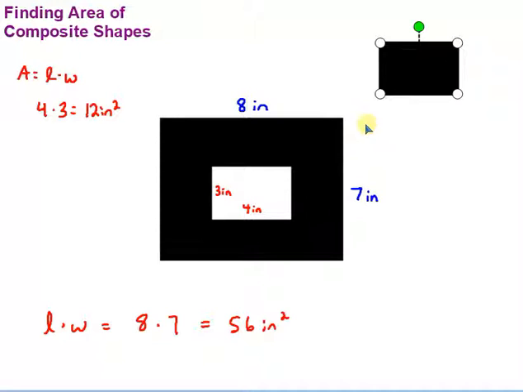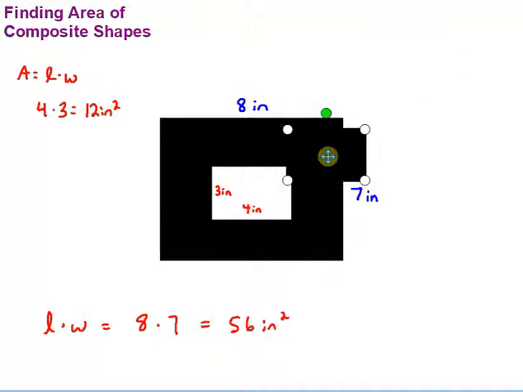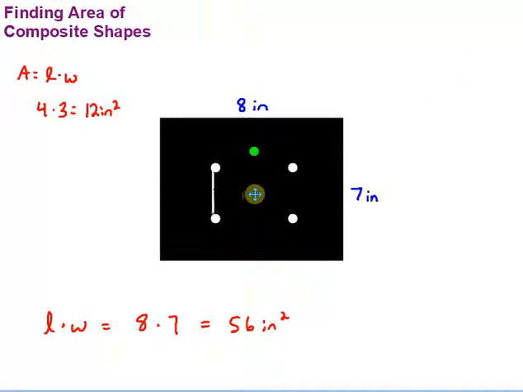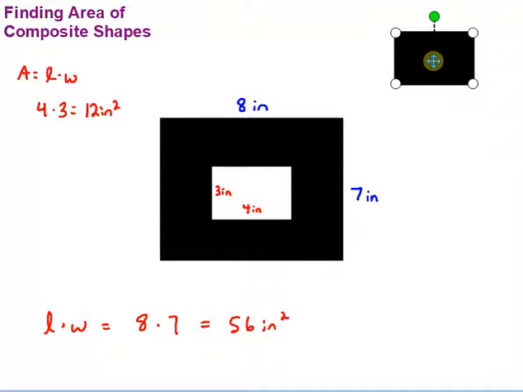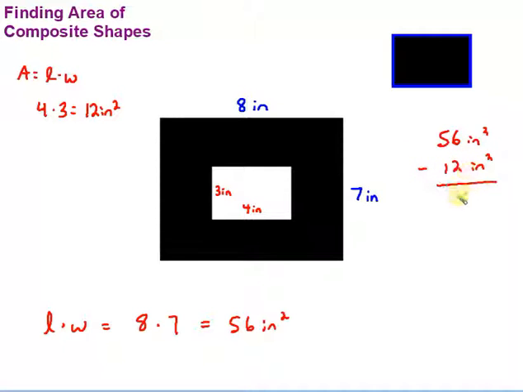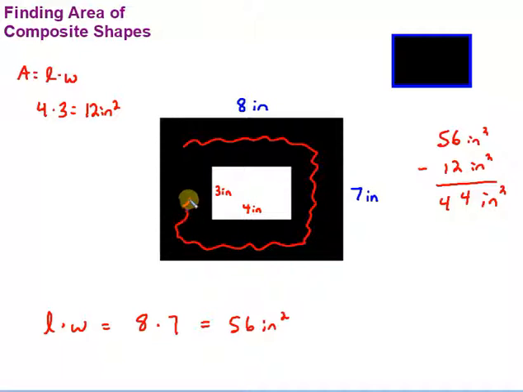So will we add or subtract? When we're combining things, we add. But when we're taking things away from another, then we subtract. So we take the 56 inches squared, and we subtract from that 12 inches squared, and we get 44 inches squared, which again is the area of this part right here, this shaded area.